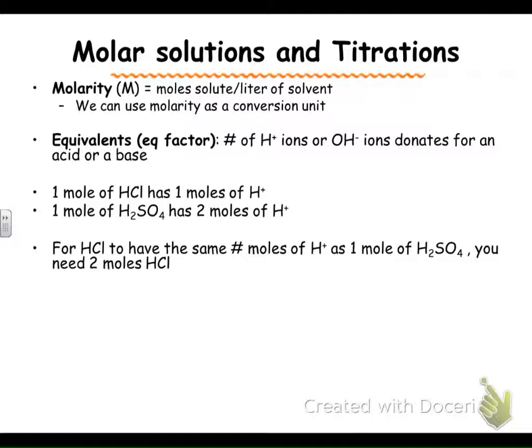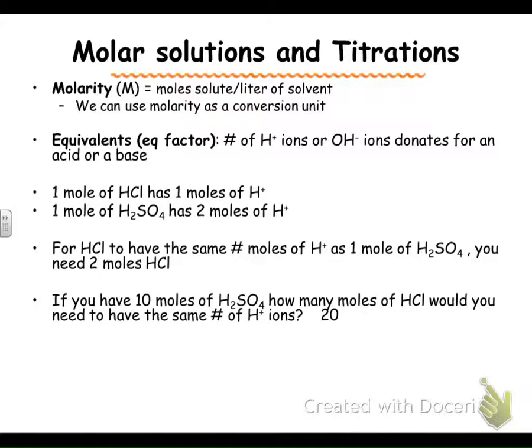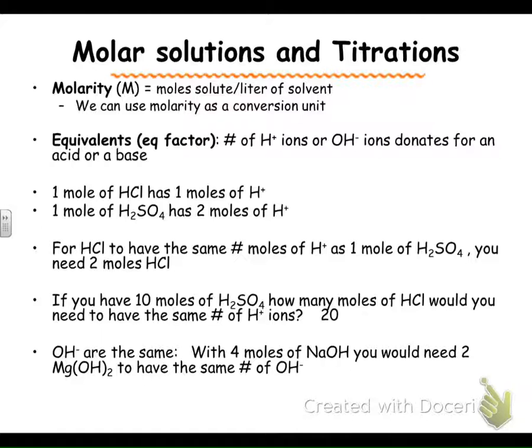So for HCl to have the same number of moles of hydrogen as 1 mole of H2SO4, I would need 2 moles of HCl. So then if I have 10 moles of H2SO4, how many moles of HCl would you need? You would need 20. So just a very simple understanding of that comparison. And like I said, OHs are the same, so if I had 4 moles of NaOH, I would only need 2 moles of magnesium hydroxide, Mg(OH)2, because of that little parenthesis 2 right there, to have the same number of hydroxide ions.